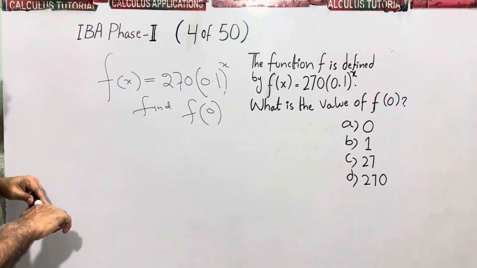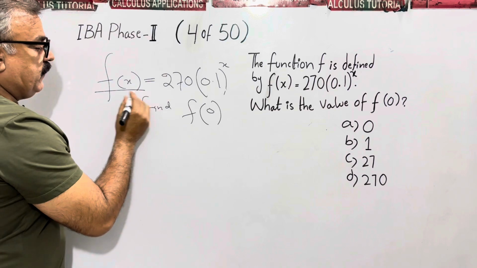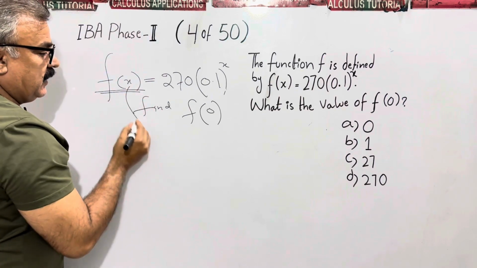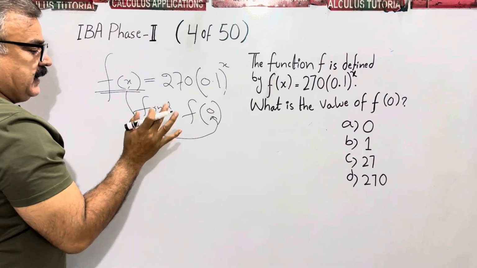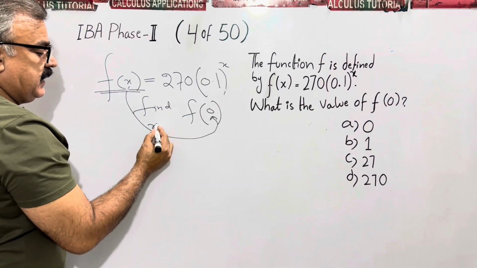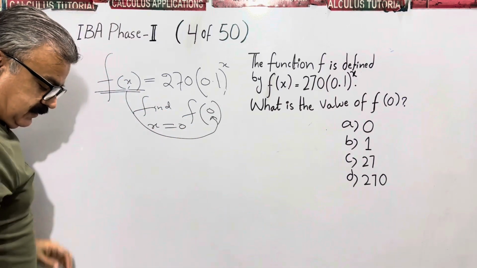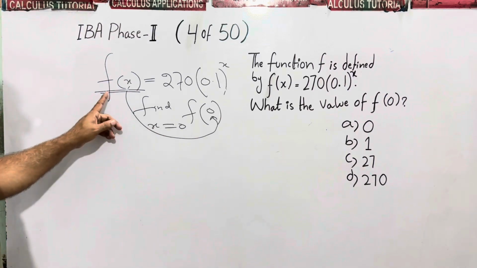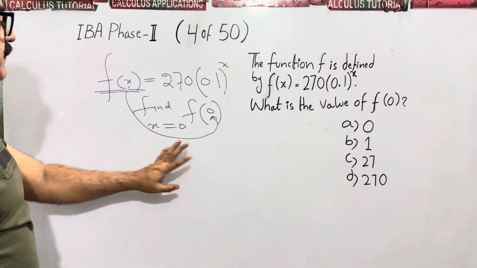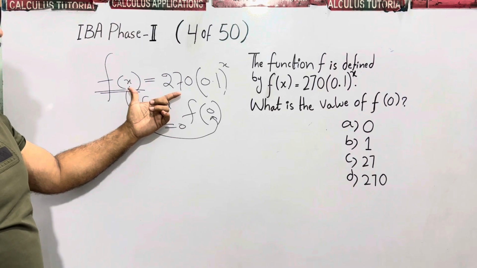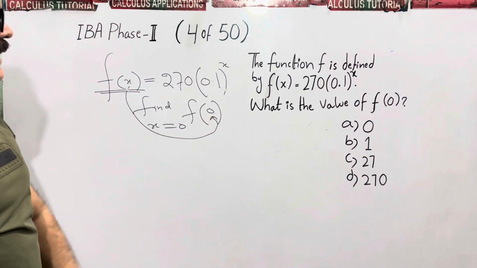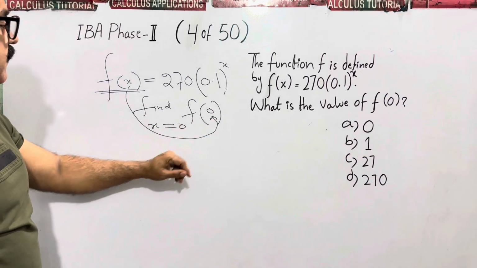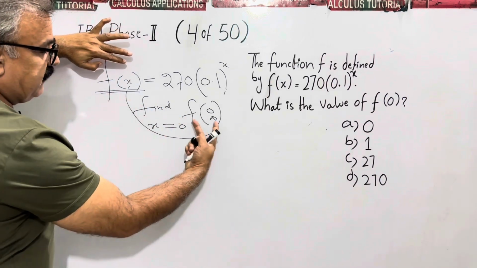Look at this. Here, in the function, instead of x there is 0. So indirectly, it is mentioned to us that x is equal to 0. We have to find the function value at x equal to 0. It is given to us: f of x is equal to 70 times 0.1 to the power x. Find f of 0.